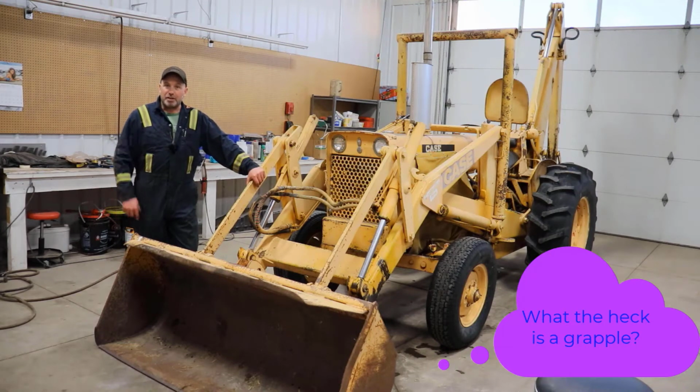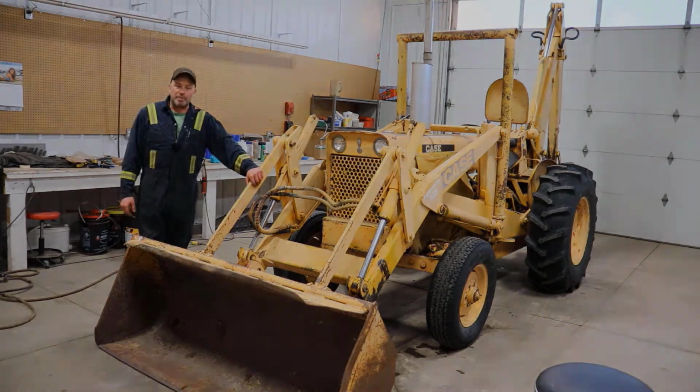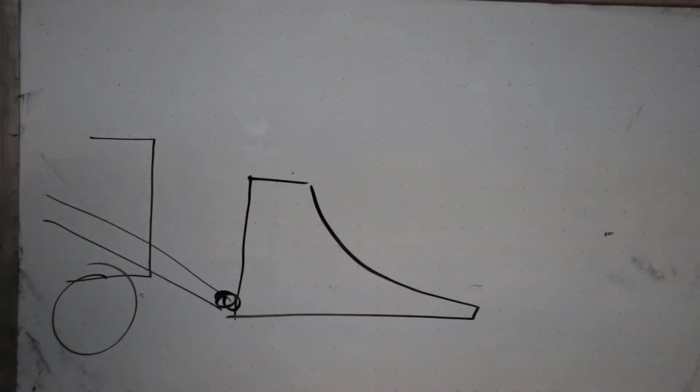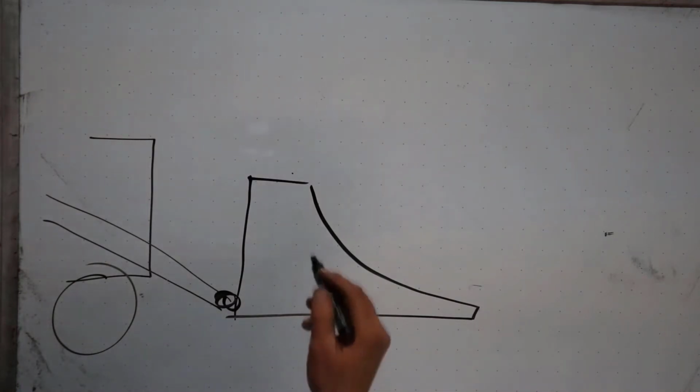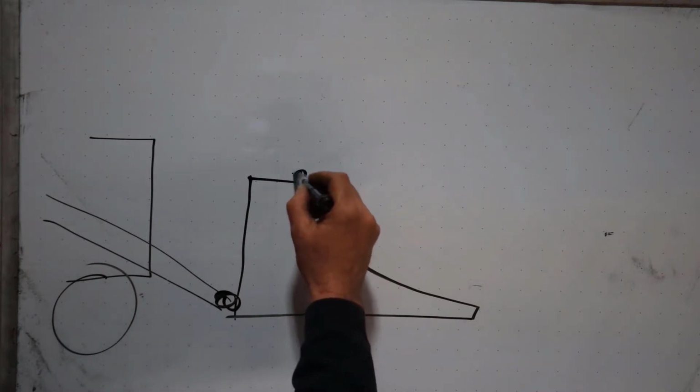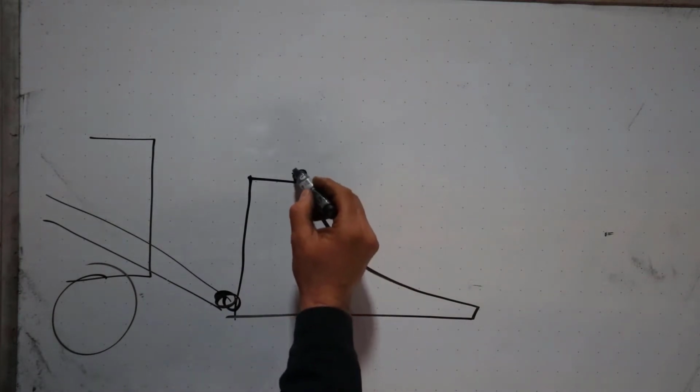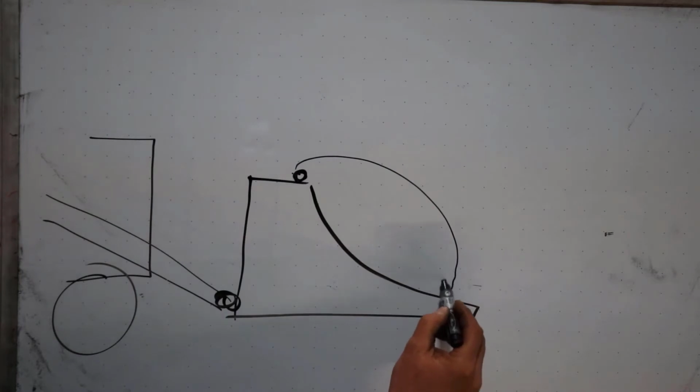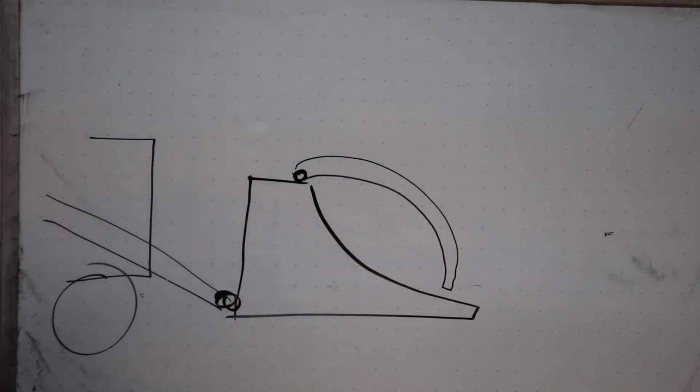So first off, for those of you, let's talk about what a grapple is. Okay, so I got my tractor, the loader, and the bucket, and I need to put a grapple on it. And a grapple kind of does what its name implies. It grapples with things. So we'll put a little hinge here. We'll have to weld a hinge on, and we'll have the grapple come down so it can grab things in the bucket.